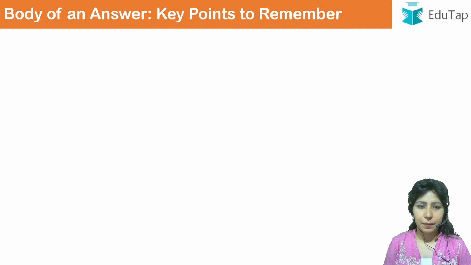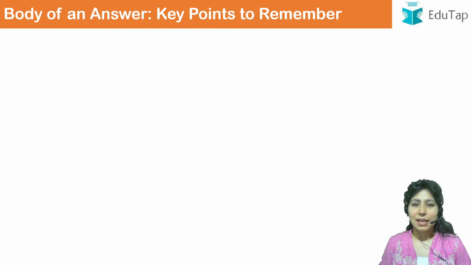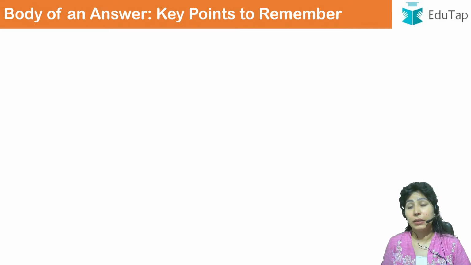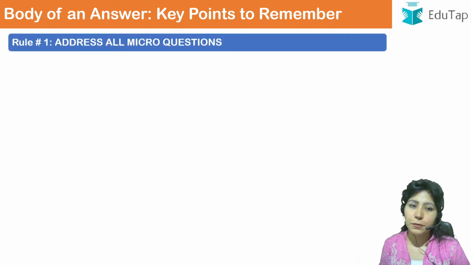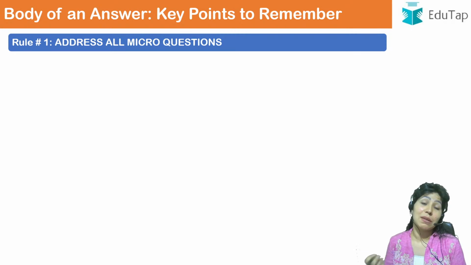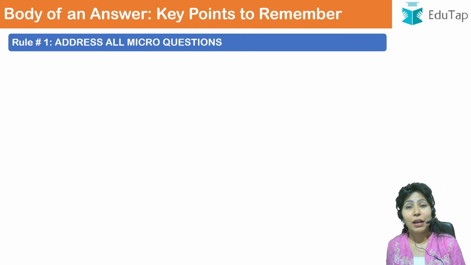And let's see. So these are some of the key points to remember when it comes to answering the body part of your answer, which is the major part. You will be awarded marks for your body paragraph, what you write there. So the first one is address all micro questions. See, for the questions that we took on Friday also, there are so many questions that are asked with one statement itself. What are MSMEs? How can MSMEs help in inclusive growth? What are the steps taken by Government of India to promote MSMEs? So basically, you will be answering 2 to 3 questions under one question itself.